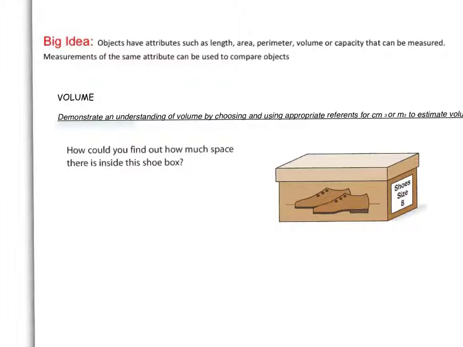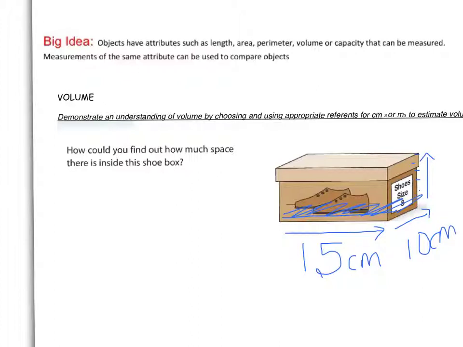When we find volume, we use the length, the width, and the height to determine our volume. Really, what we're finding is the area of the bottom of the box, and then how many layers of that we would have to make our height. So, let's assume my box is 15 centimeters by 10 centimeters by 7 centimeters high.